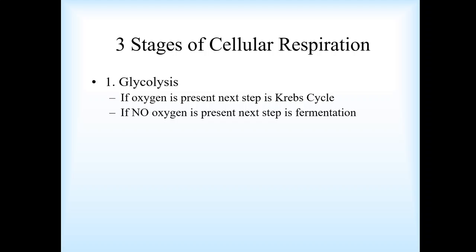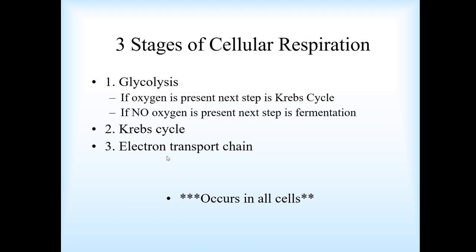There are 3 stages of cellular respiration. The first one is glycolysis. After glycolysis, if oxygen is present, the next step is the Krebs cycle. If no oxygen is present, the next step will be fermentation. We'll go over both of those. But let's assume oxygen is present, so we get the Krebs cycle, and the third step is the electron transport chain. This occurs in all cells, not only animal cells but also plant cells.